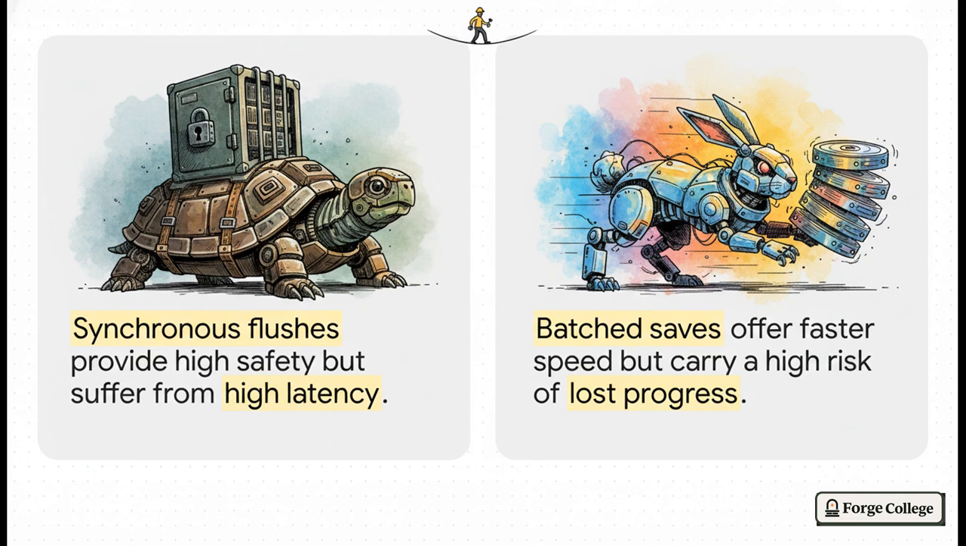On the other hand, we have batched saves. This gives you much faster speed by keeping things in memory, but if the system crashes before a batch is actually saved to the disk, you run a huge risk of losing progress. So engineers are just constantly out there walking a tightrope, trying to balance absolute safety against acceptable performance.